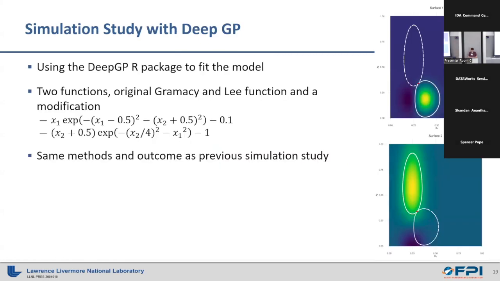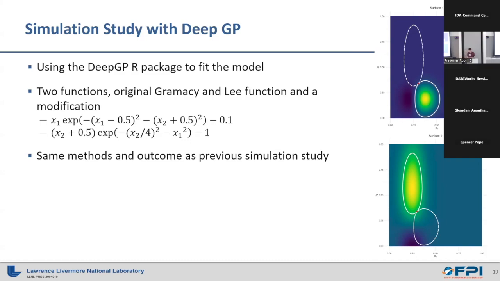Okay, and for the last simulation study I wanted to look at, I wanted to use one with the deep Gaussian process models. This is the example I was walking through earlier with the Gramacy and Lee functions. We're using the deep GPR package to fit this, and you can see here one is the original Gramacy and Lee, but shifted a little bit so that the contour at 0 had a slightly different crossover, and the other one is scaled a little bit so that it's rotated and has maybe a slightly different shape to it.